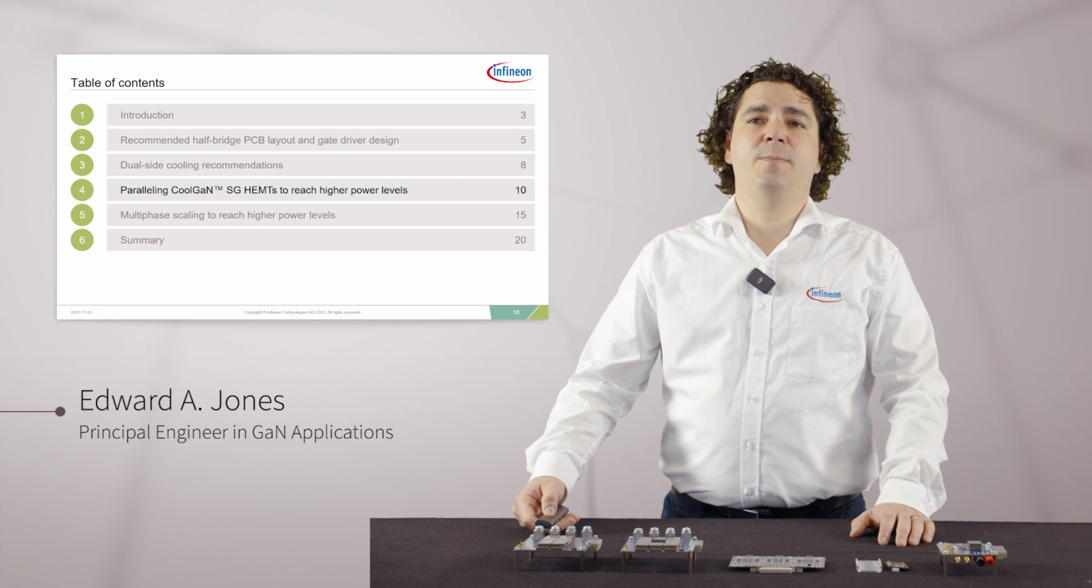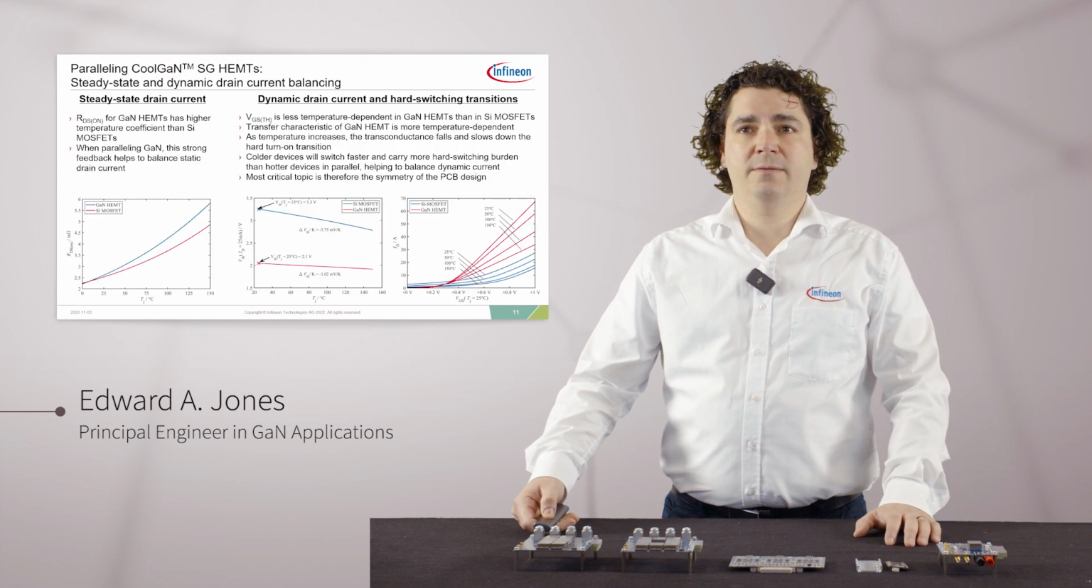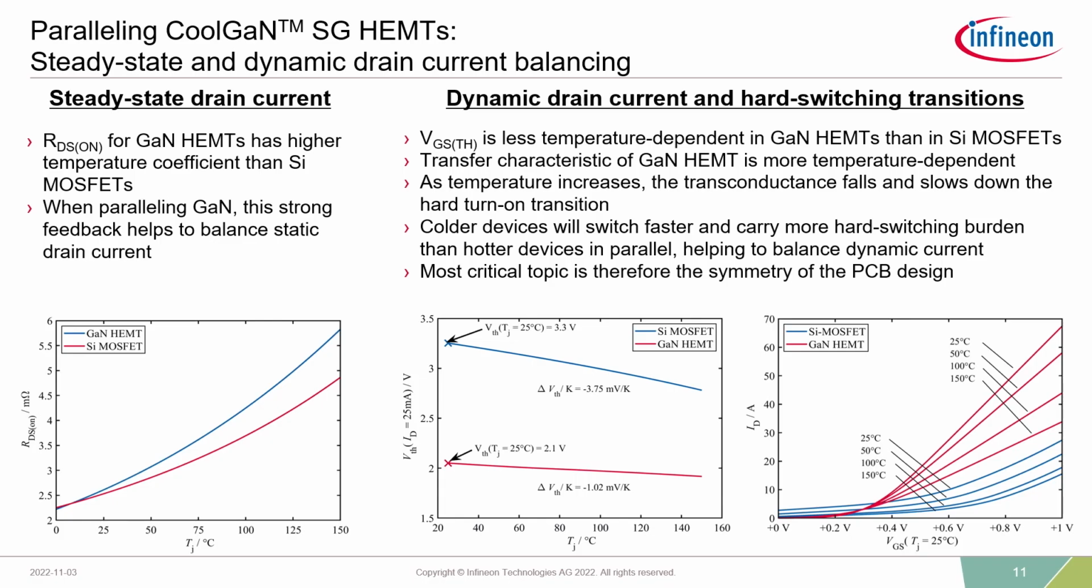If we want to go to higher power, you might consider paralleling. A lot of people might be concerned about paralleling GaN, but I can tell you it's actually much easier than you might think. In steady state, there's a very strong positive temperature coefficient that helps to balance steady state drain current between parallel GaN devices. This is because the RDS on is going to increase as any device warms up, and this is going to mean that the current self-balances between parallel devices.